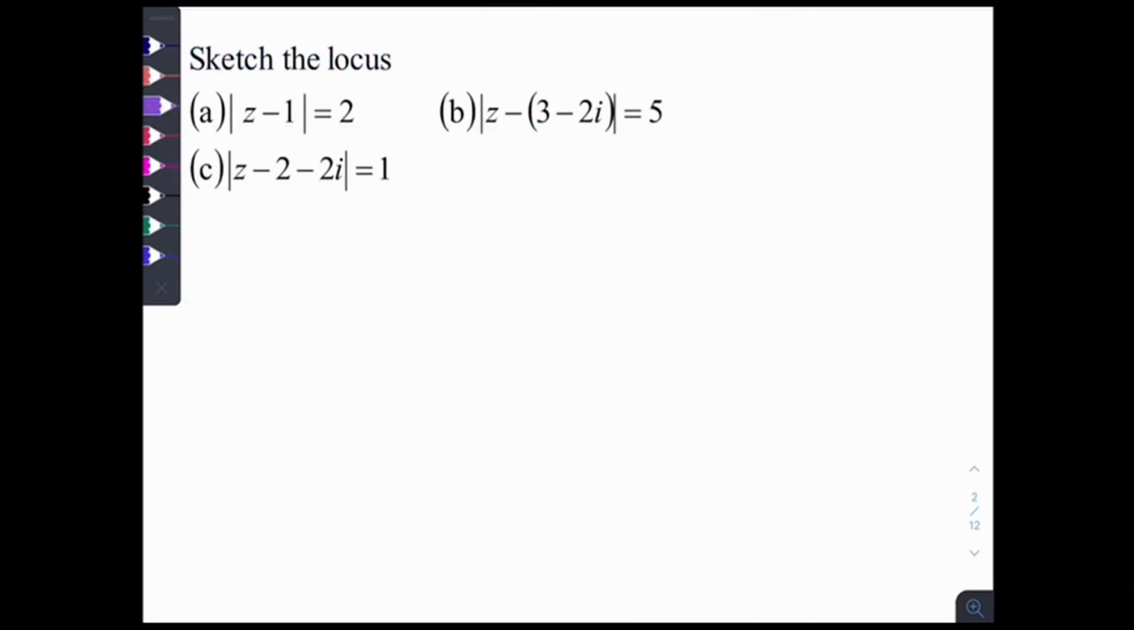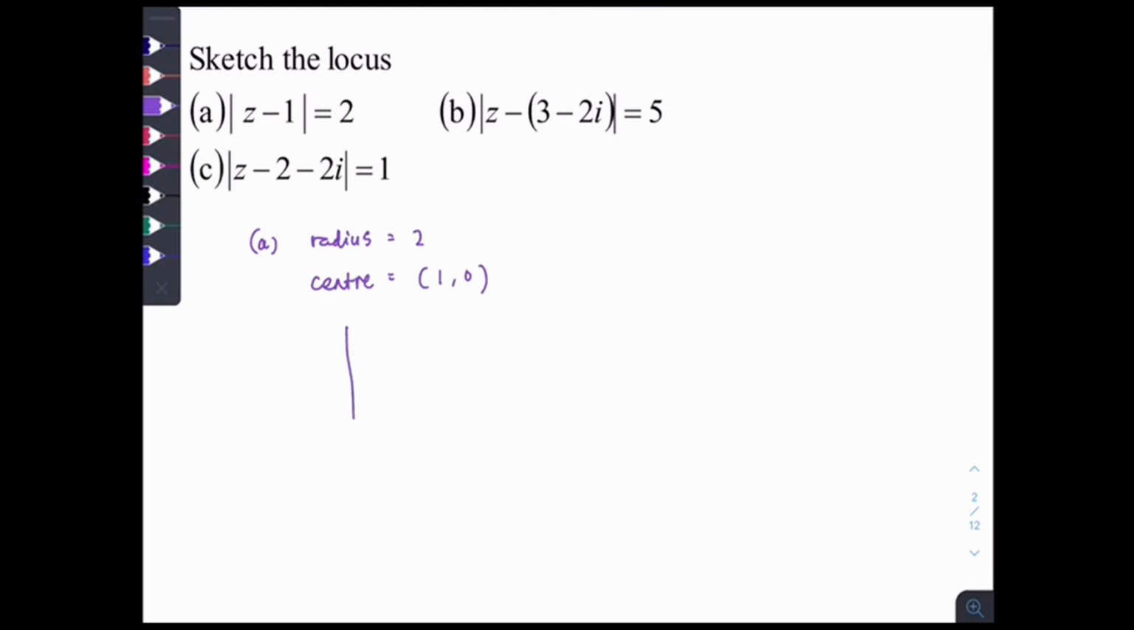Let's have a look at the examples here. There are 3 examples. Let's have a look at part A. Before we can sketch the locus of a circle, we have to figure out what the center is and what the radius is. From this equation, obviously the 2 is the radius, so I write down the radius as 2. And what about the center's coordinate? Have a look here, it's a minus. So it's the distance between z and the point 1. The point 1 is without the i, which means the 1 represents the real number. So if I write it in coordinate form, it should be (1, 0).